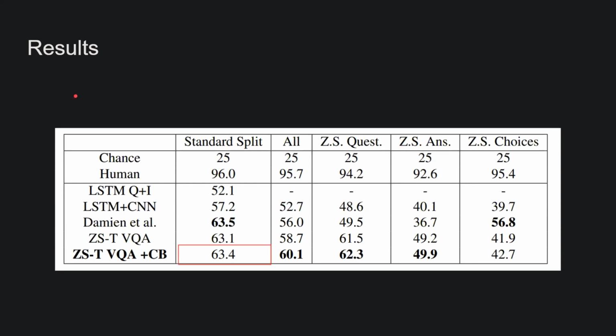And finally, for our transformer, we achieve an accuracy of 63.4% in the standard split and 60.1% for the zero shot split. In addition, the codebook did improve the standard split accuracy by 0.3% and the zero shot by 1.4%. And the zero shot questions got the best performance with 62.3% accuracy, 49.9% for the zero shot answers, and 42.7% for the zero shot choices.